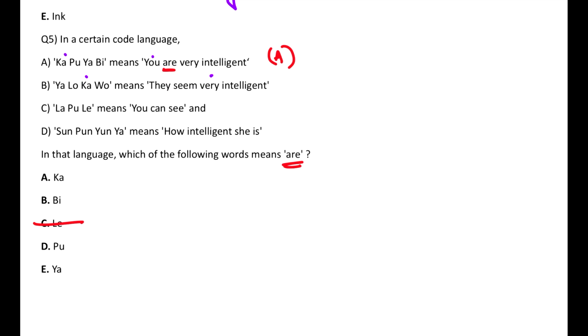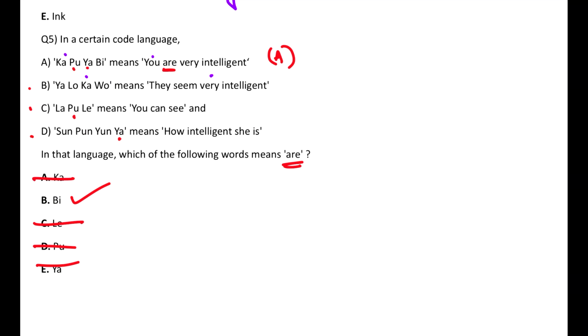Okay. Now coming back to how to identify the word are. I know that the word are is not getting repeated in any of the other sentences like B, C, or D. So that means the code will also not get repeated. So I'll start eliminating. I can see ka is getting repeated, so ka is not my answer. I see pu getting repeated, so pu is not my answer. I see ya getting repeated, and so ya is also not my answer. My answer is B. So for the words which do not get repeated, getting the answer is pretty fast.